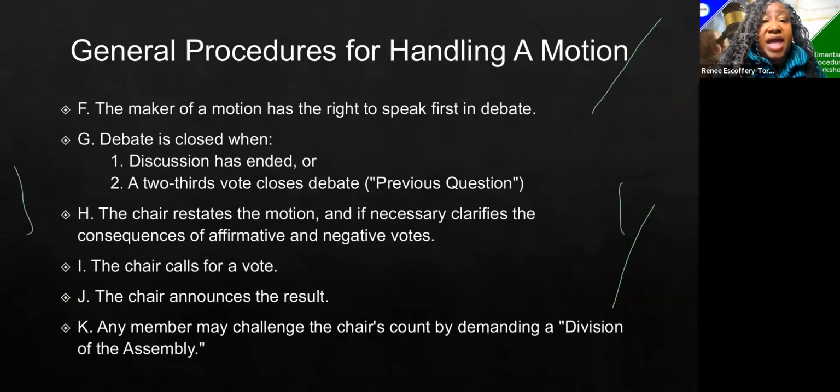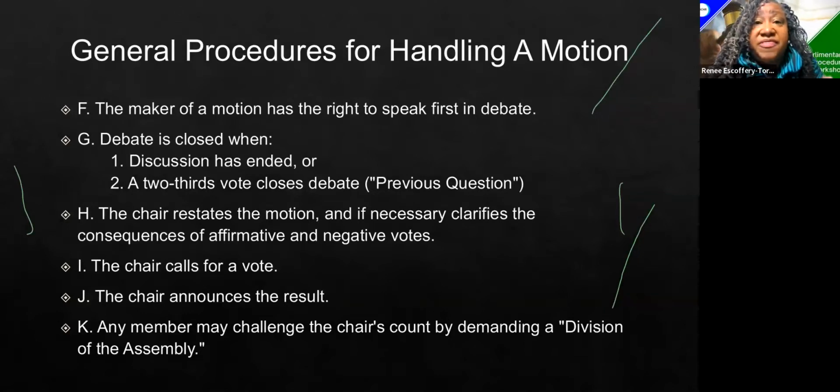Debate is closed when either you have ended the discussion, everyone has exhausted the pros and the cons of the motion, or a 2/3 vote can say, I call for the previous question. That means you are immediately closing the debate, but it has to be agreed upon by 2/3 of the people who are there. The chair will restate the motion again. So usually you will say, is there any other discussion? Are you ready for the question?